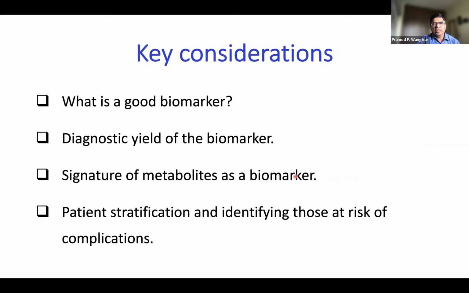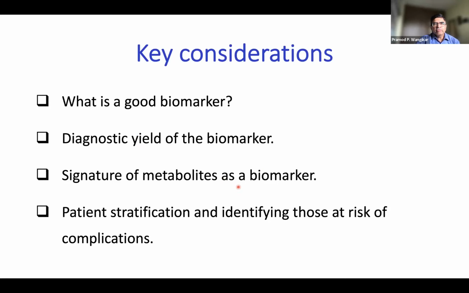The key questions that we like to look at in our research: first of all, what is a good biomarker? This is an important question. We know that glucose is a good biomarker, and there are many other biomarkers that are currently used in clinical practice. And there are some biomarkers that are reported in literature studies. What is the diagnostic yield of a biomarker? Can it provide you actionable results, or is it just a value that may not have much significance?